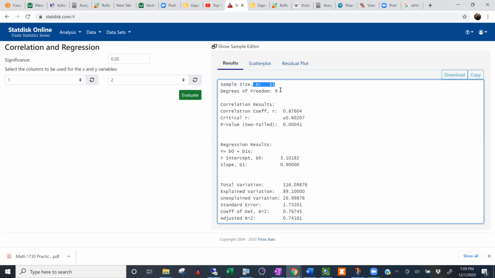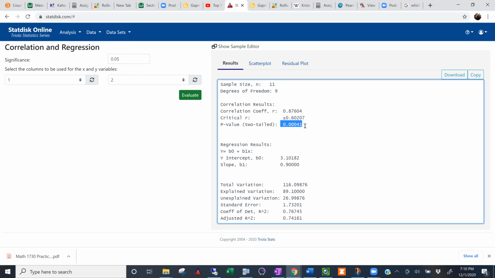There's your sample size, your degrees of freedom. Get a lot of stuff here. Correlation coefficient, critical value for R, p-value, etc. But we're interested in the p-value, at least as of the moment, and that p-value is 0.00041. Great.